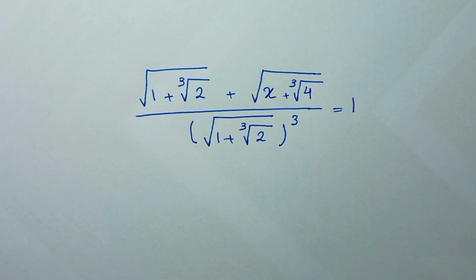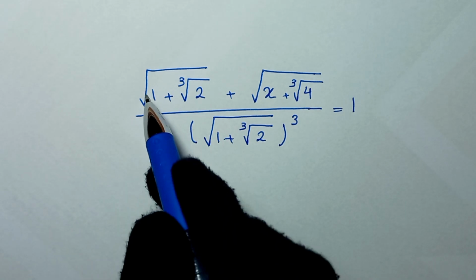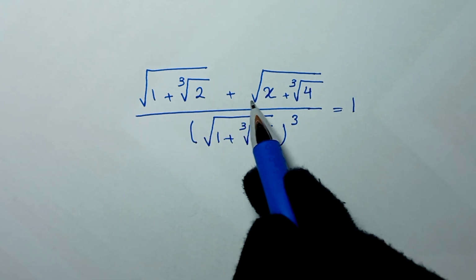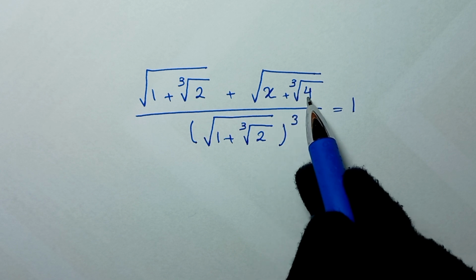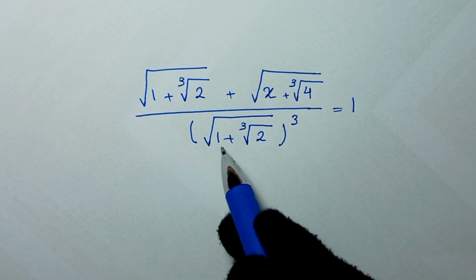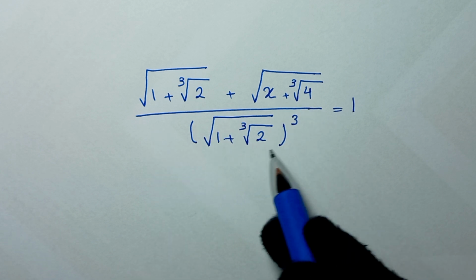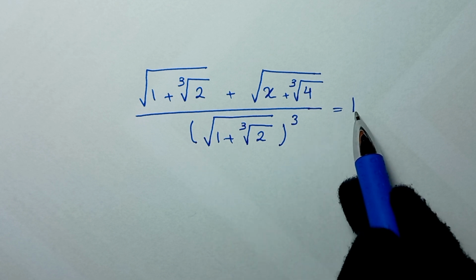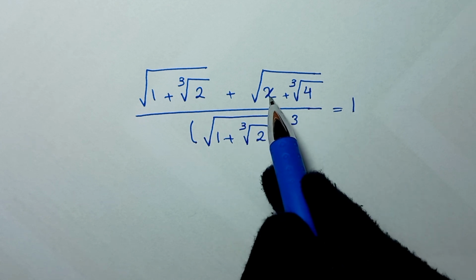Hello my friends, you're welcome to solve this math problem: the square root of 1 plus cube root of 2 plus square root of x plus cube root of 4, over the square root of 1 plus cube root of 2, to the power of 3, is equal to 1, and find the value of x.